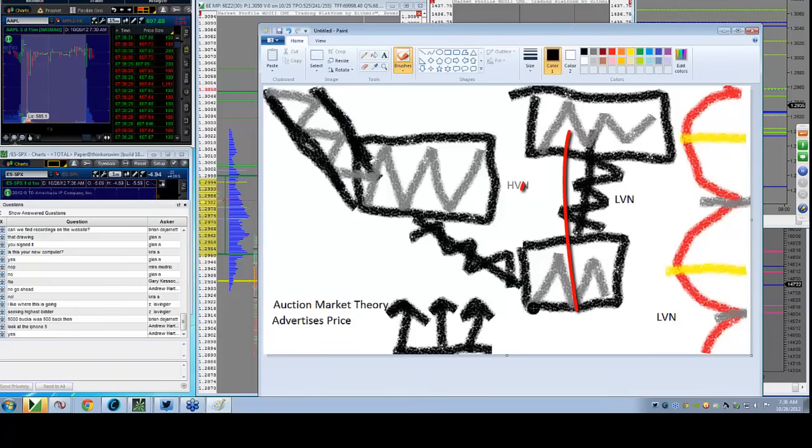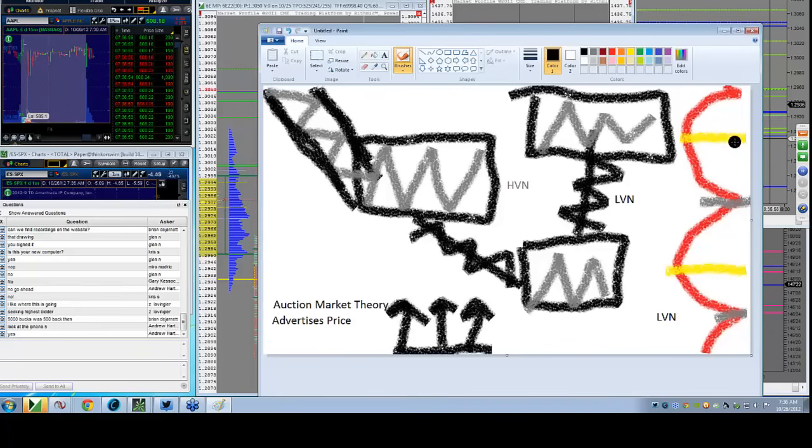Auction. There's a balance. You auction out of this balance, imbalance. You create hype. You create excitement. You create buzz. This weekend only. Living Social deal. Whatever. And you come into a balance. So that's what auction market theory is. You advertise prices and you create balance and imbalance. That's what the volume shows.